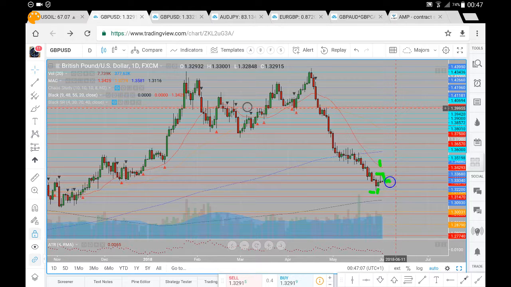So there is a possibility of seeing further retracement here to the downside before seeing an upwards move here on the pound against the dollar.